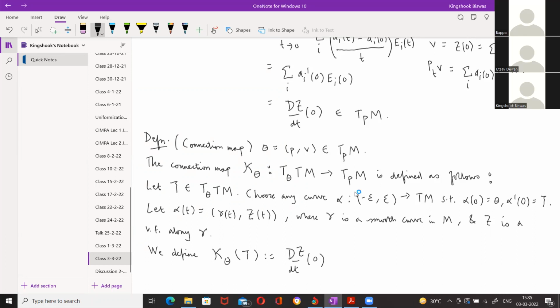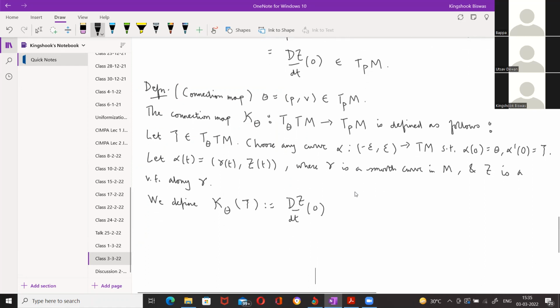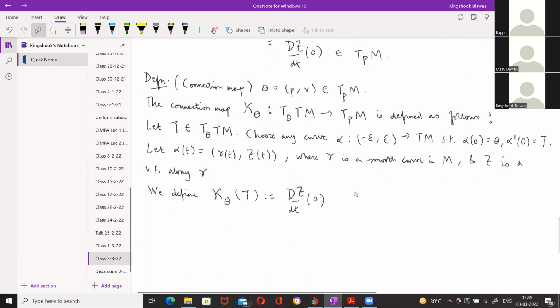So first thing to check is that this is well defined, right? Because here we're choosing some curve alpha so that alpha 0 is theta and alpha prime 0 is xi. So there are infinitely many such curves, right? So we have to check this is independent of the choice of curve alpha, right? And the second thing is to check that this is a linear map between these vector spaces, right?